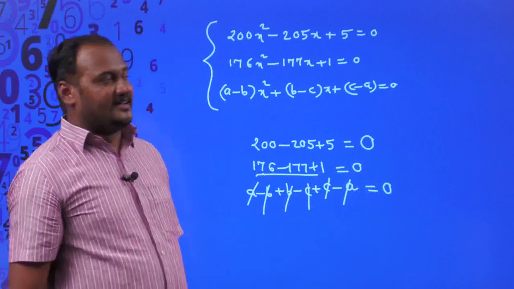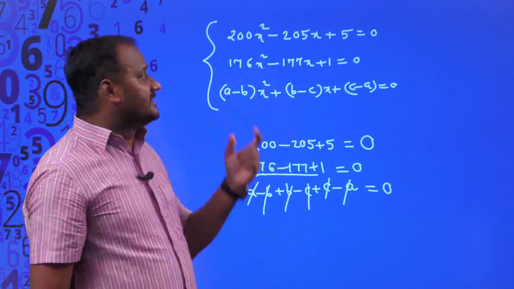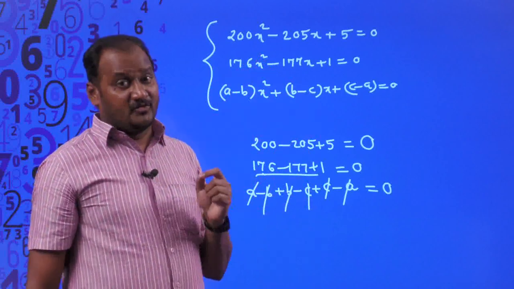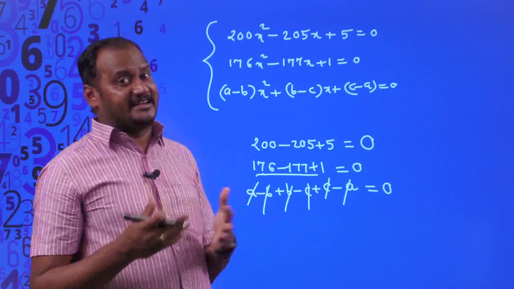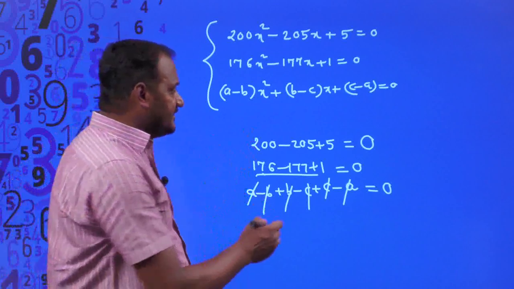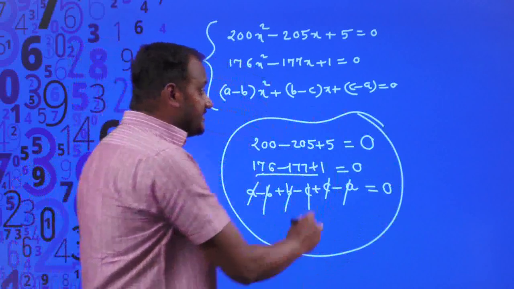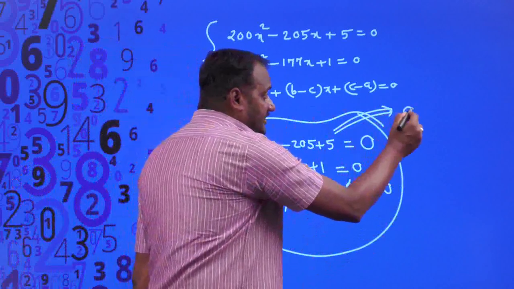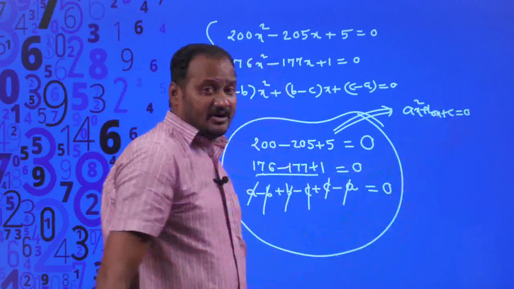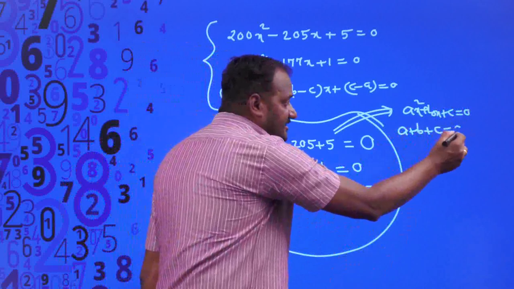What does it mean? In these three quadratic equations, the only similarity is that the sum of the coefficients of the various terms of x is going to be 0. With the help of that, we can find a strategy by using our quadratic formula. Let us try to understand what the strategy is here. So, here we got the sum of the coefficients is equal to 0. Sum of the coefficients means what? In a quadratic equation ax square plus bx plus c is equal to 0, the sum of the coefficients means a plus b plus c is equal to 0.